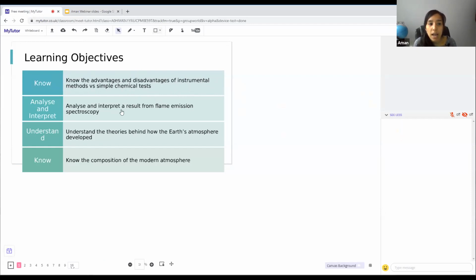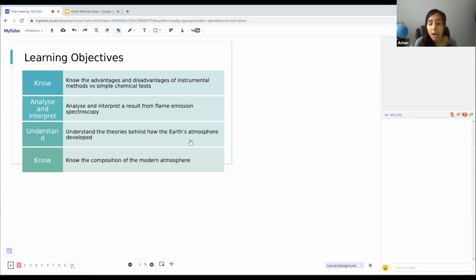We need to analyse and interpret a result from flame emission spectroscopy. That is the instrumental method that we'll be looking at today, and I'll be showing you how to look at that and understand what's going on. We then need to understand the theories behind how the Earth's atmosphere developed.